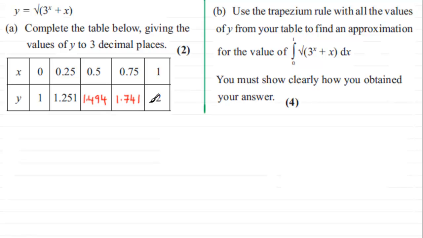Right, now for part B, we've got to use the Trapezium rule with all the values of y from your table to find an approximation for the value of this integral: the integral from 0 to 1 of the root of 3 to the power x plus x, integrated with respect to x. And we've got to show clearly how we obtained our answer.